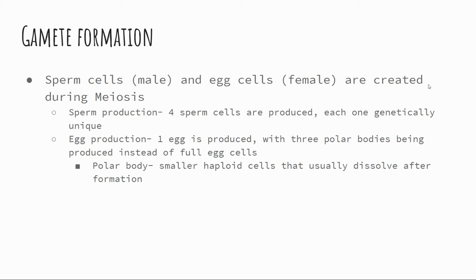Gamete formation. Sperm cells are the male gamete and egg cells are the female gamete, and they are created during meiosis. For sperm production, 4 sperm cells are produced, and each one of those sperm cells is genetically unique. For egg production, 1 egg is going to be produced, with 3 polar bodies being produced instead of full egg cells. A polar body is a smaller haploid cell that usually dissolves after formation.